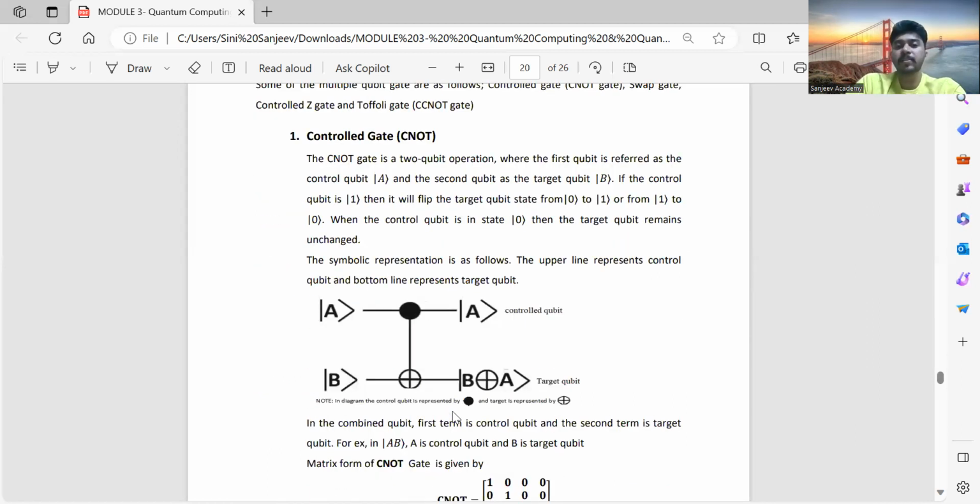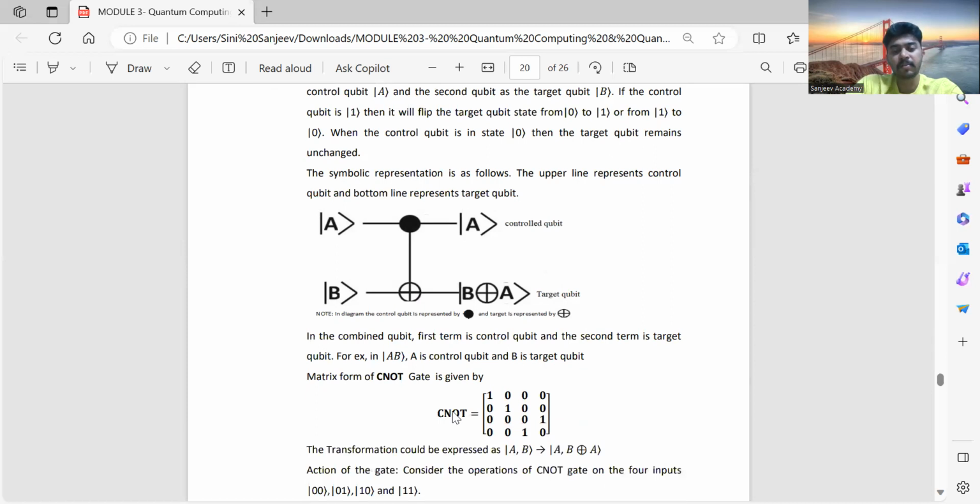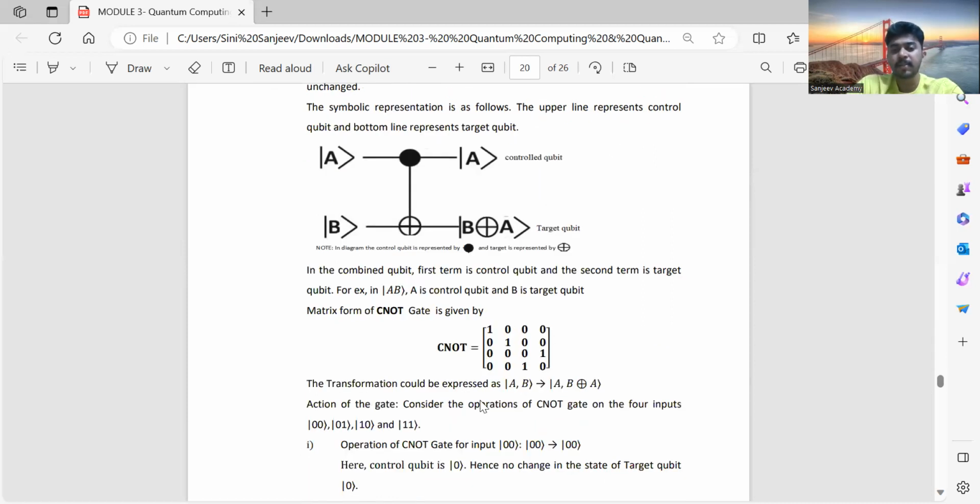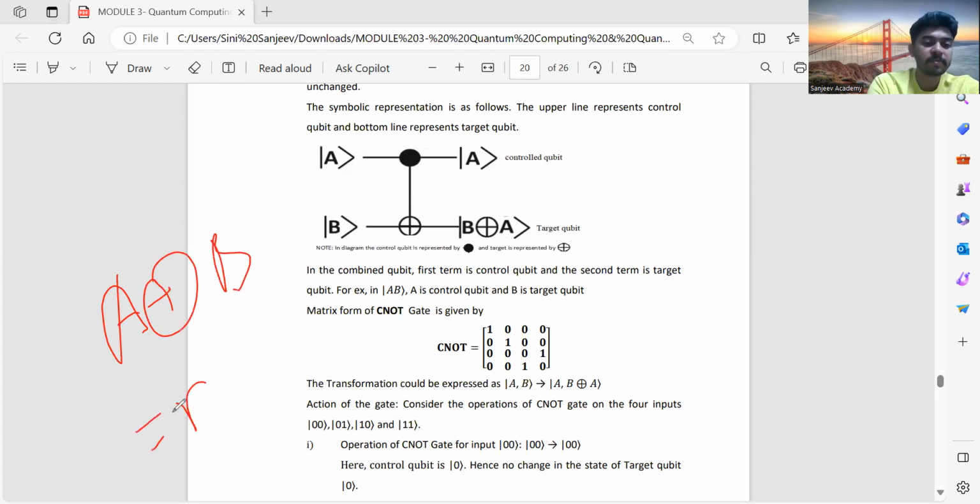So single bit operation is over. Now it's all about 2 bits. First one is the CNOT. Here we can see it is not a simple thing. Here A comma B gives A comma A exclusive-OR B. A exclusive-OR B, we already studied this in our lower class. A exclusive-OR B is A bar B plus A B bar. The same thing we are using here also.